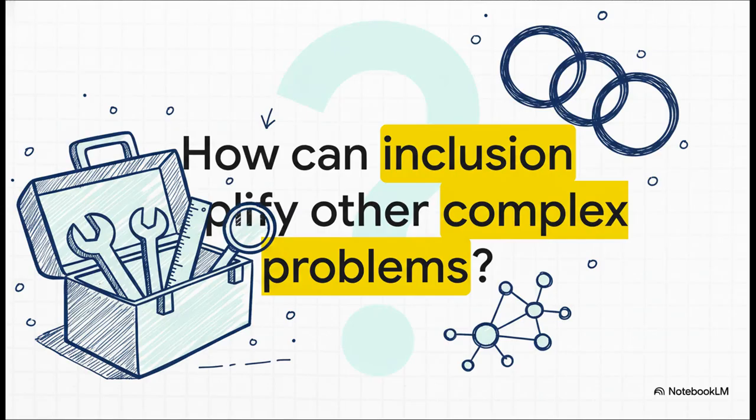And that really leaves us with one final thought to chew on. This rule isn't just a one-trick pony for this problem. It's a tool, a new way of thinking. So the question is, how can you use this idea of turning a complicated question into a simpler one about inclusion to solve other complex problems you might run into?